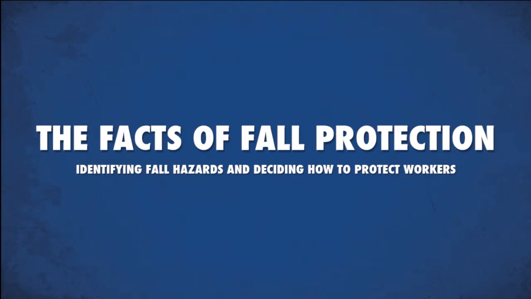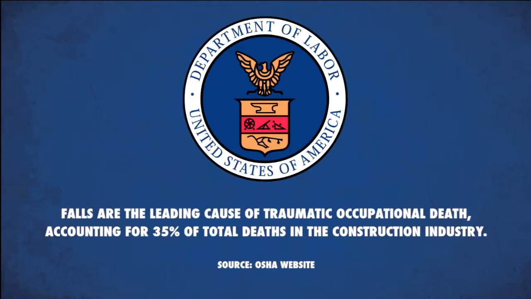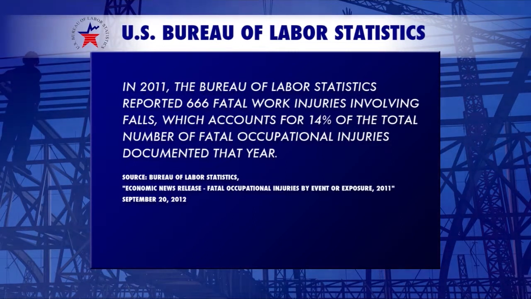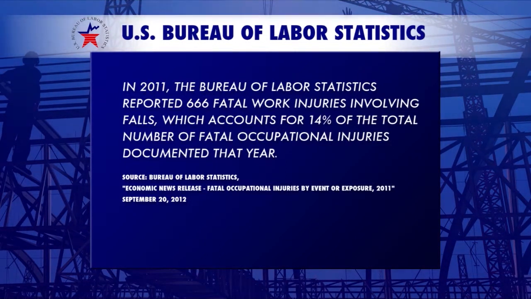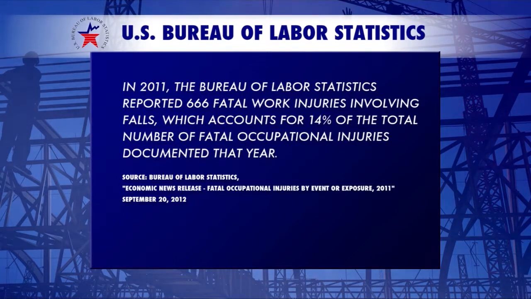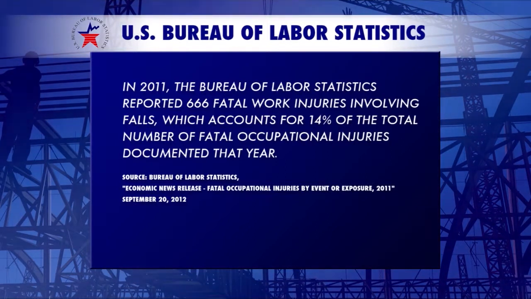Identifying fall hazards and deciding how best to protect workers is the first step in reducing or eliminating occupational injuries and fatalities caused by falls. The U.S. Department of Labor lists falls as one of the leading causes of traumatic occupational death, accounting for 35% of total deaths in the construction industry. In 2011, the Bureau of Labor Statistics reported 666 fatal work injuries involving falls, which accounts for 14% of the total number of fatal occupational injuries documented that year.